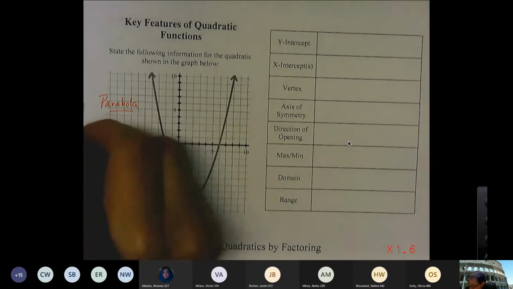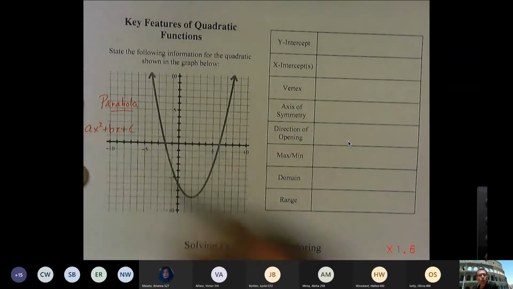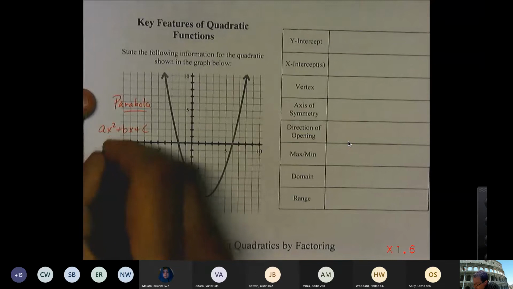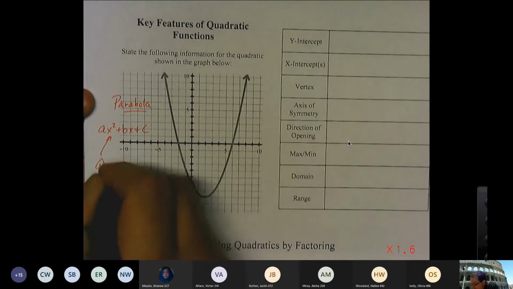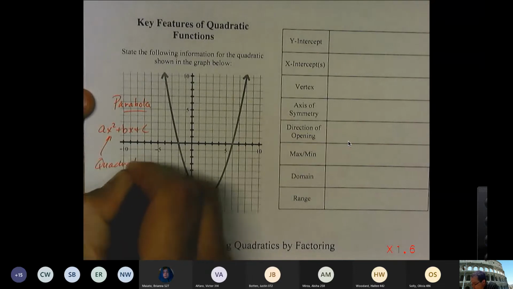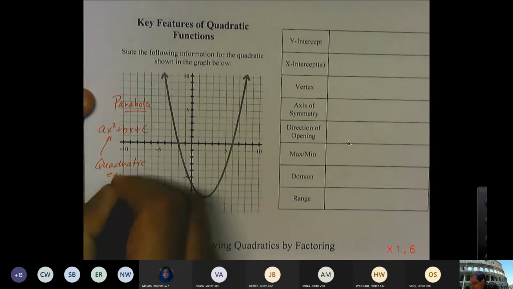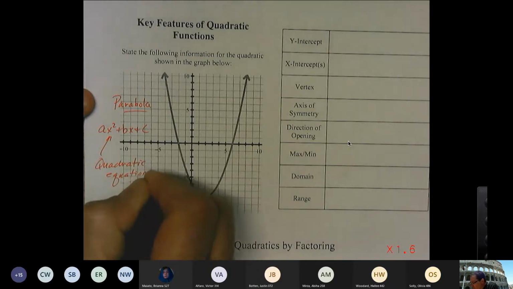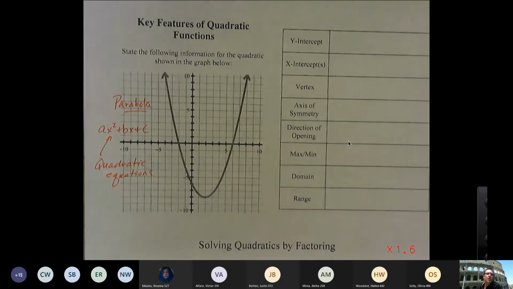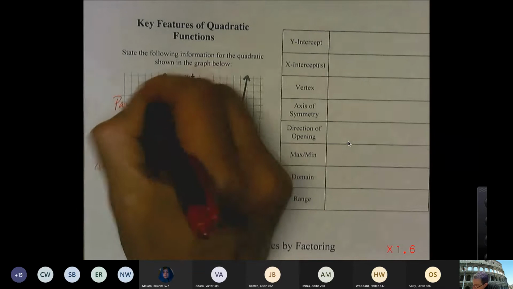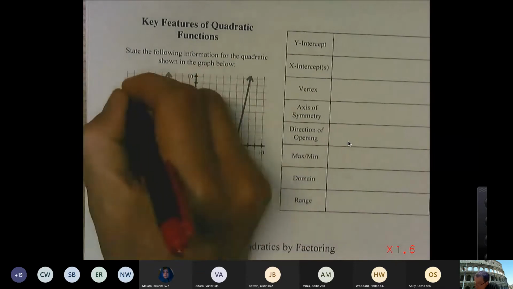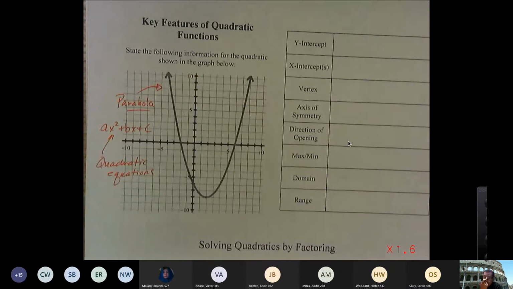When it's written like this, when it's written in algebra, we call it a quadratic equation. Okay? So the parabola is the picture. It's the graph. The quadratic equation is the algebra that makes the graph. They're called two different things, and we need to be clear on that.